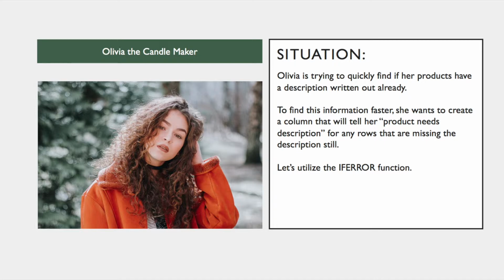Olivia is trying to quickly find if her products have a description written out already. To find this information faster, she wants to create a column that will tell her products need description for any rows that are missing a description still for her Etsy products. To figure this out, we're going to utilize the IFERROR function.